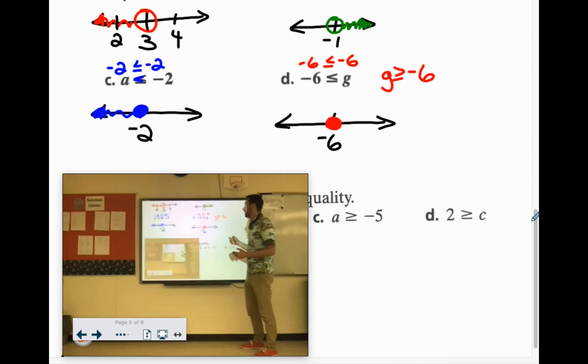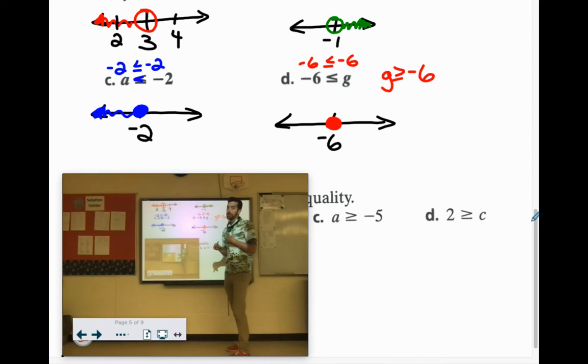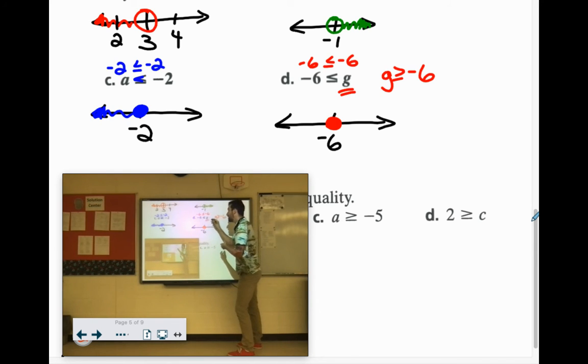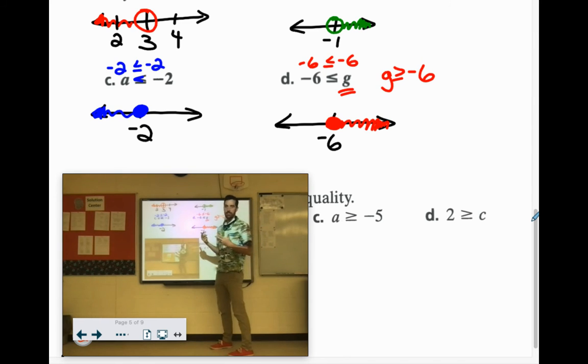And that's correct. But if you just remember the old song, if the letter is first, then follow the arrow. If the letter is second, then don't. It's pointing left originally, so shade the opposite way, just because the letter's second. Or rewrite it where the variable is first, and then follow the arrow.